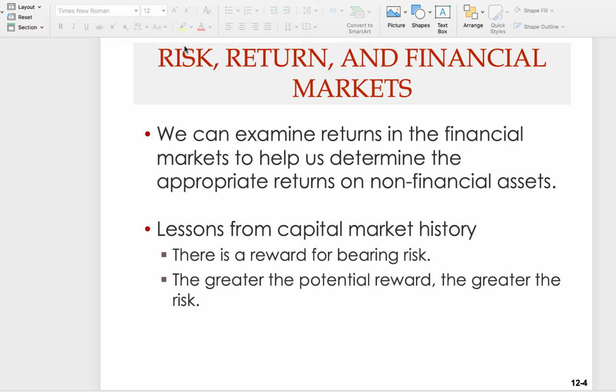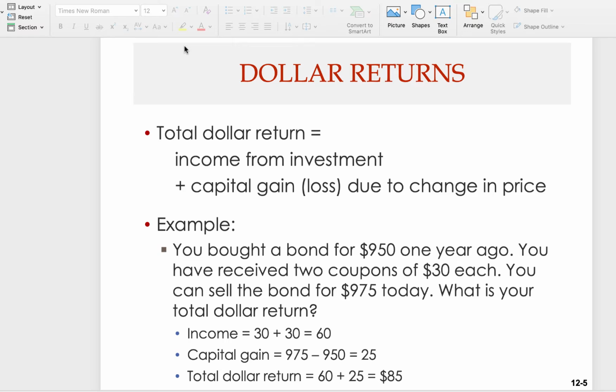Okay, so what we're going to do is calculate returns. There are really 2 ways to look at the return an investment provides. We can either look at it in terms of dollars, or we can look at it in terms of percentages. So the first thing we're going to look at is dollar returns. Okay, what is a dollar return? How do we calculate it?